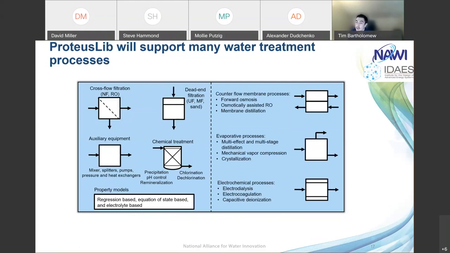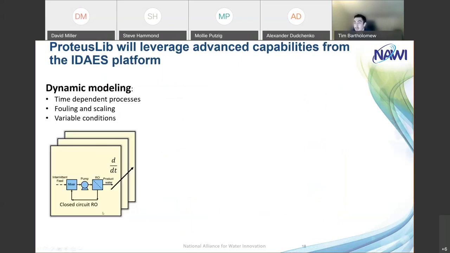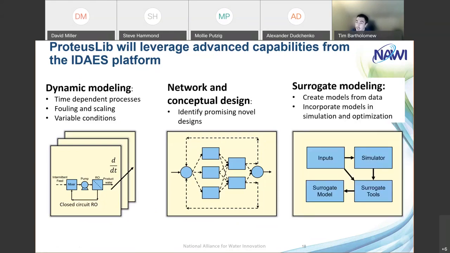And what we're hoping to do is use these models for simulation and optimization on a flow sheet basis, but also to leverage the advanced capabilities that the IDAES platform provides. And so this includes things like dynamic modeling, which David emphasized earlier. So we can look at time-dependent processes like closed circuit reverse osmosis, or fouling and scaling, or variable feed conditions, network and conceptual design, which identifies novel designs. And we'll talk about this later on when my colleague Marcus is talking about different network designs that we'll consider going into the future. And then also surrogate modeling.